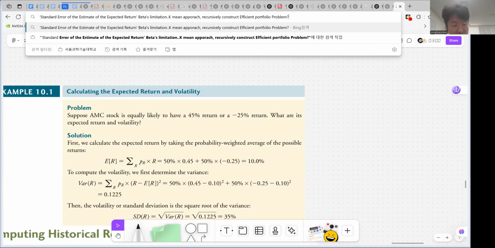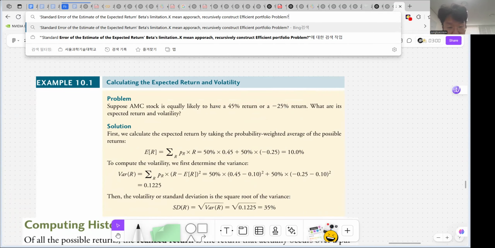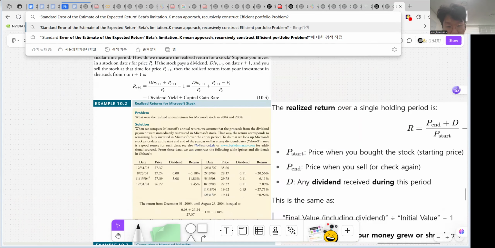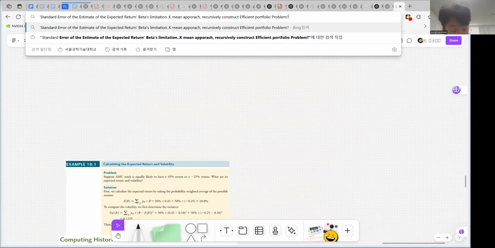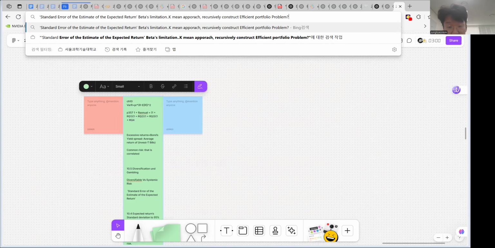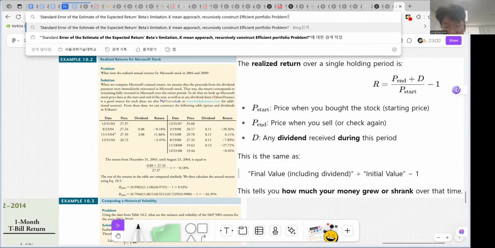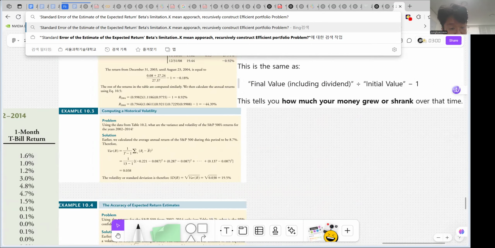If we look at the problem together, calculating expected return is the probability multiplied by each of the values they have. And when you calculate the variance, you calculate return minus expected return, squared, multiplied by probability. And when you calculate realized return, it is a different concept from annual return. You should calculate from start to end plus any dividend, minus 1. When you calculate variance, you should use 1 over T minus 1.